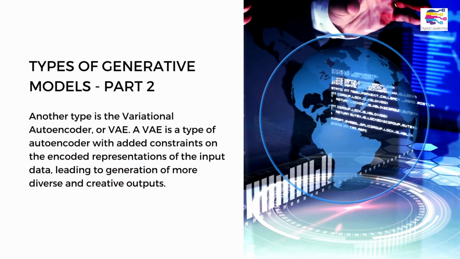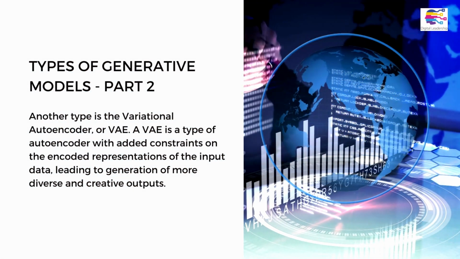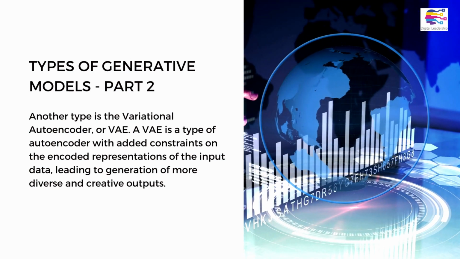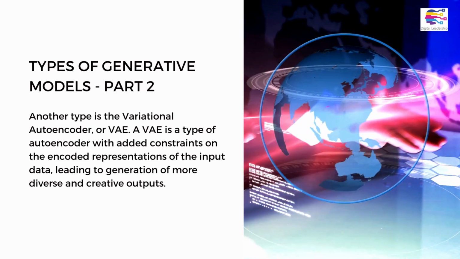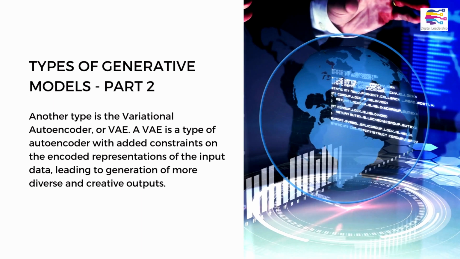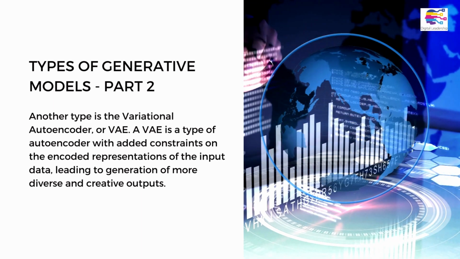Types of generative models, Part 2. Another type is the Variational Autoencoder, or VAE. A VAE is a type of autoencoder with added constraints on the encoded representations of the input data, leading to generation of more diverse and creative outputs.